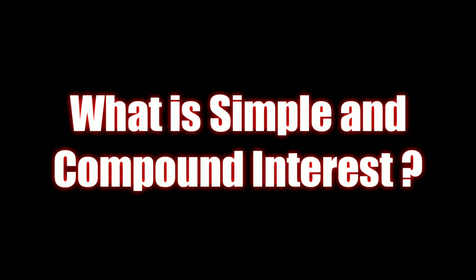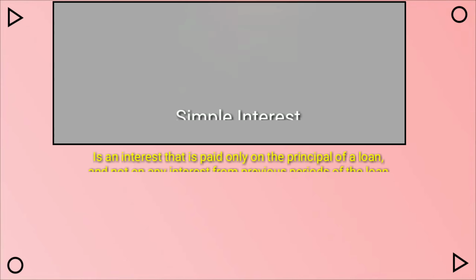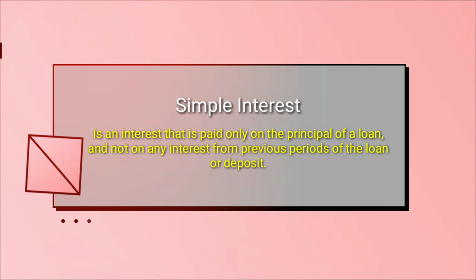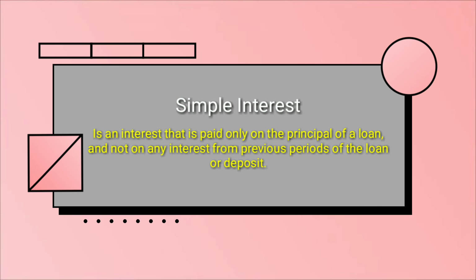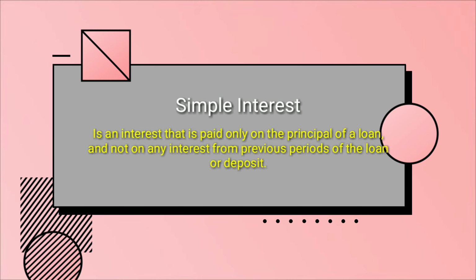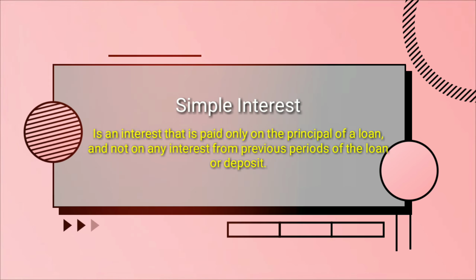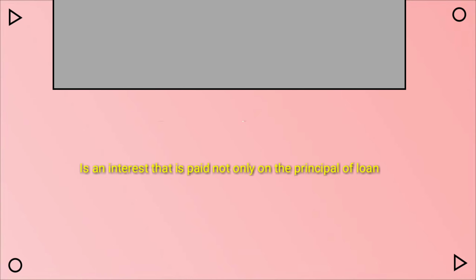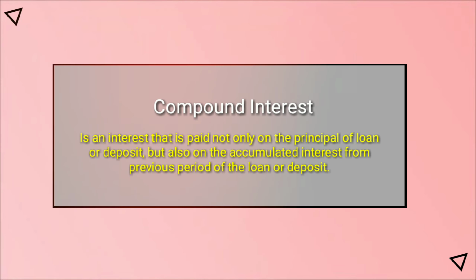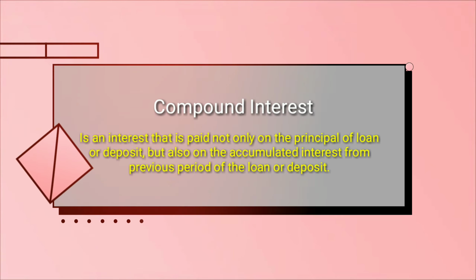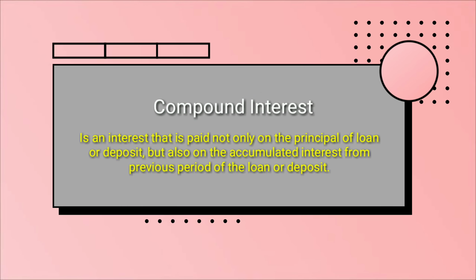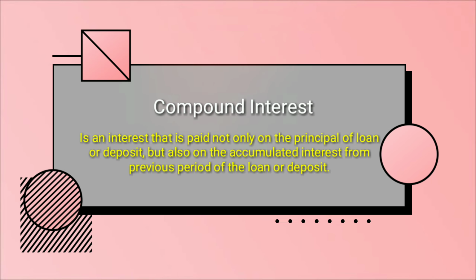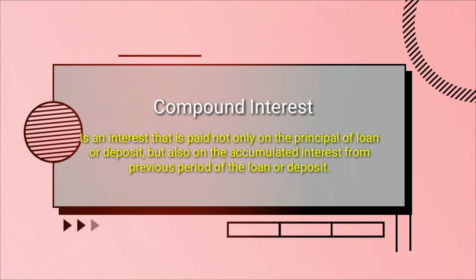is simple and compound interest. Simple interest is an interest that is paid only on the principal of a loan and not on any interest from previous periods of the loan or deposit. Compound interest is an interest that is paid not only on the principal of a loan or deposit but also on the accumulated interest from previous periods of a loan or deposit.